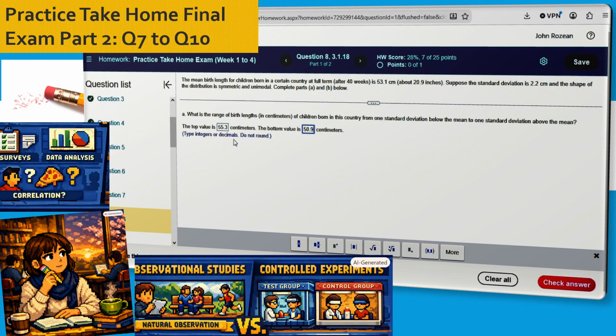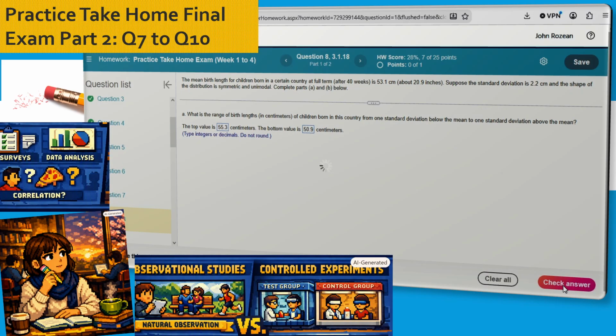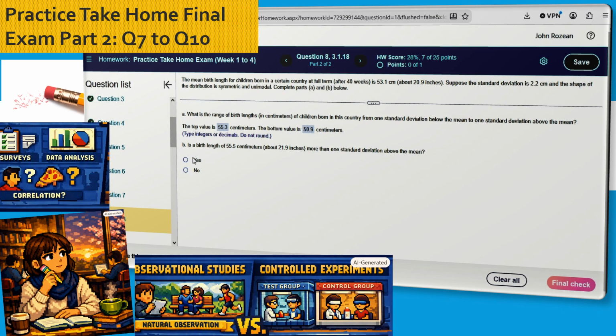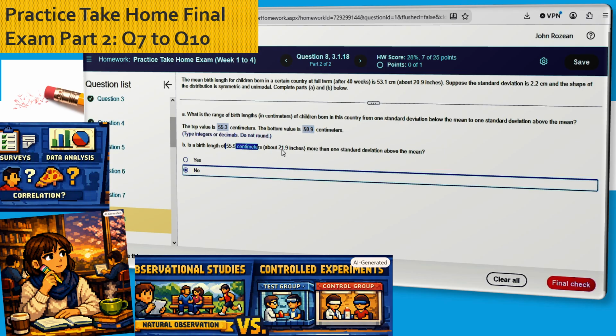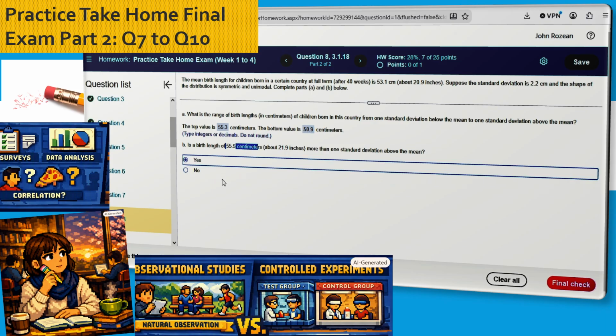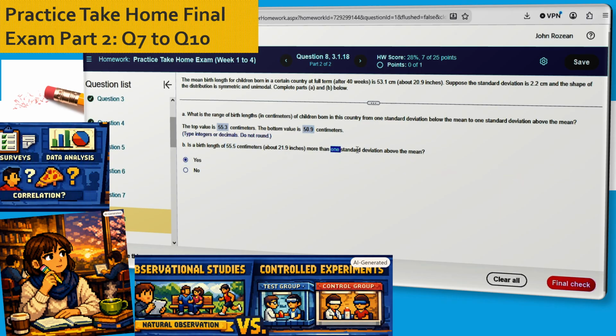Notice it says integers or decimals, do not round. So do not round. Let's check our answer. There we go. We're rolling. Is the birth length of 55 centimeters about 21.9 more than 1 standard deviation? The answer is no, right? Because that's within one standard, wait. The answer is yes, sorry. Because, see, that would be more than this one standard deviation, right? Sorry, misinterpretation. Let's check it.